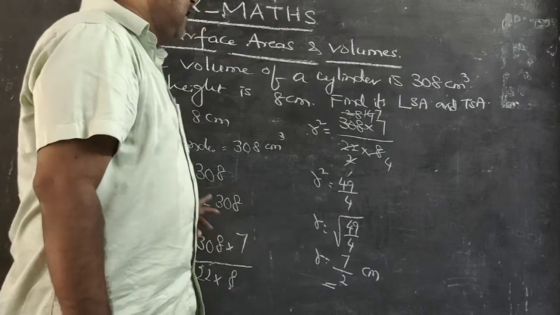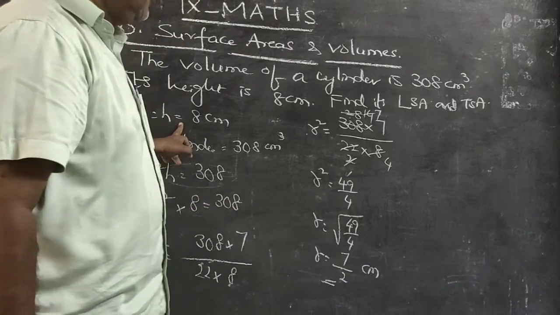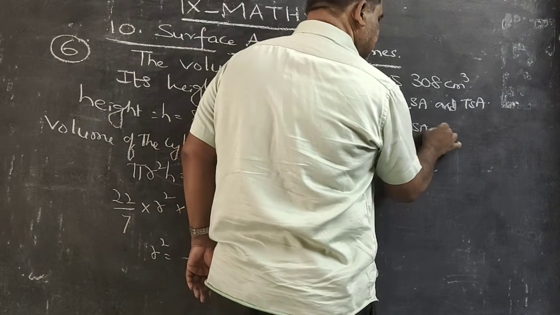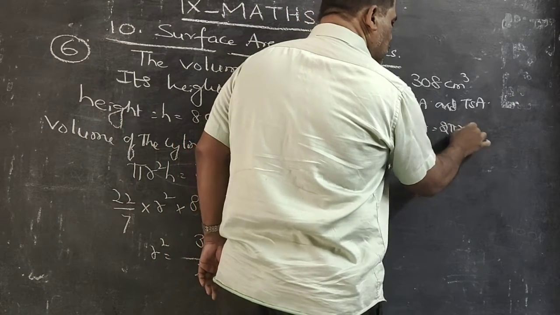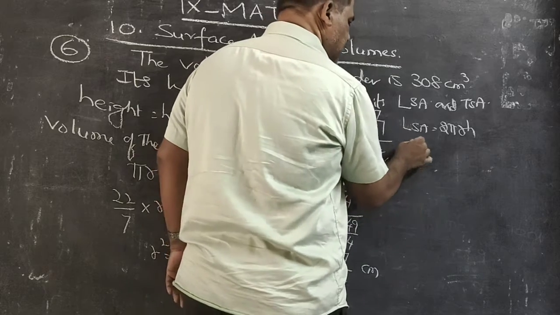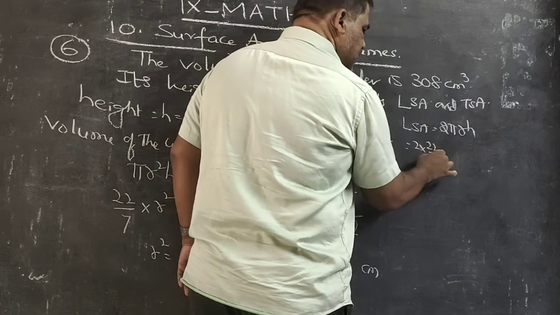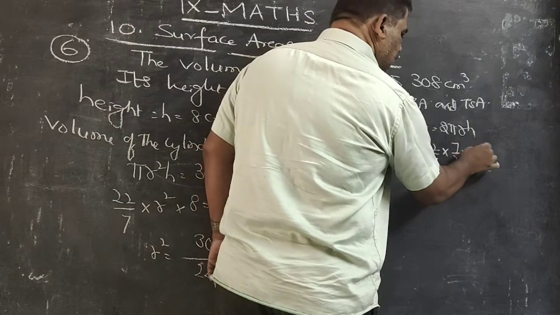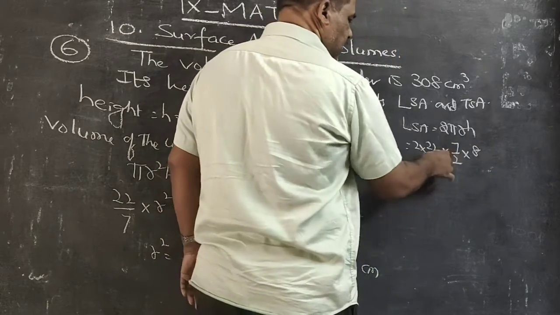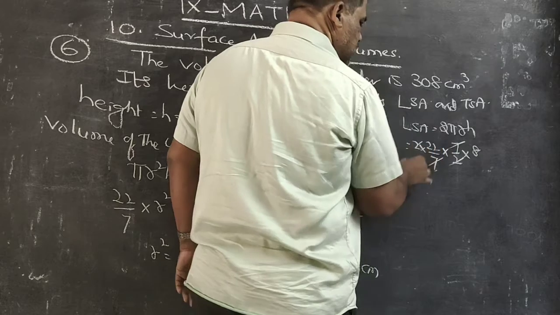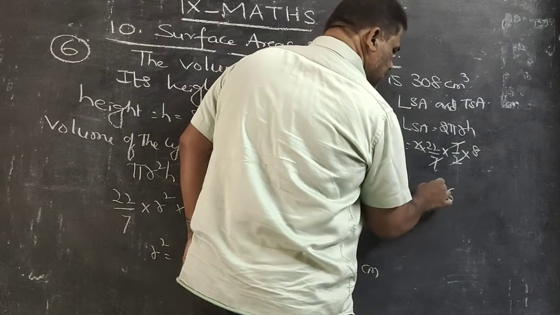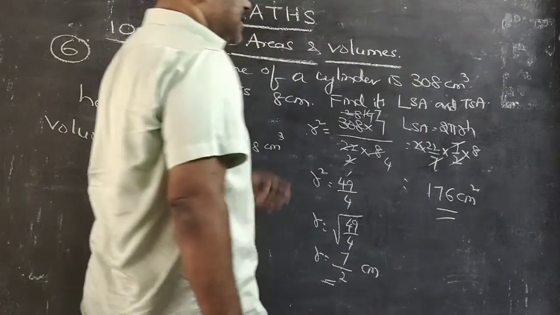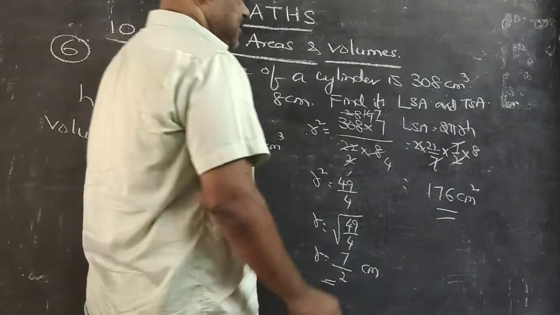After getting R value, we know H value. So lateral surface area, LSA of a cylinder is given by the formula 2 pi r h. 2 into 22 by 7, radius is 7 by 2, height is 8. This 7 you can cancel, 2 also you can cancel. 176 centimeters square. This is lateral surface area of the cylinder.